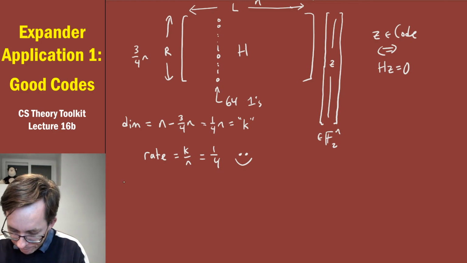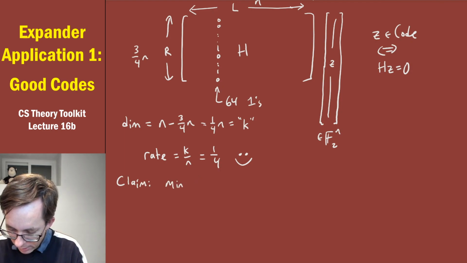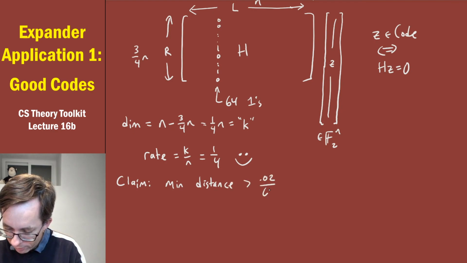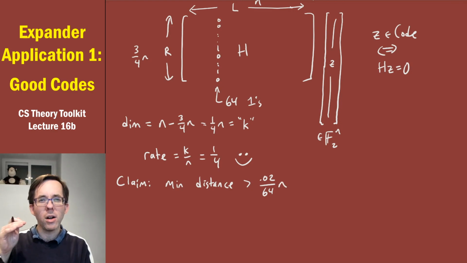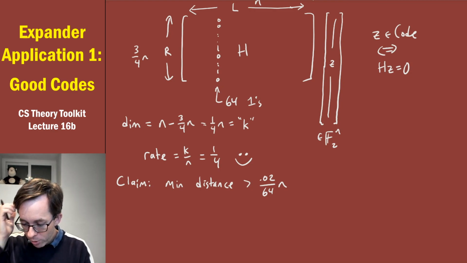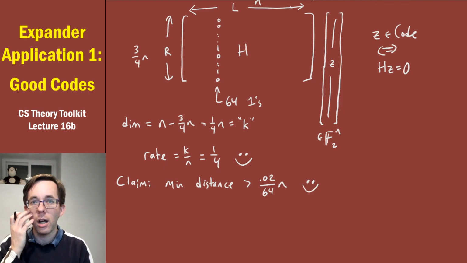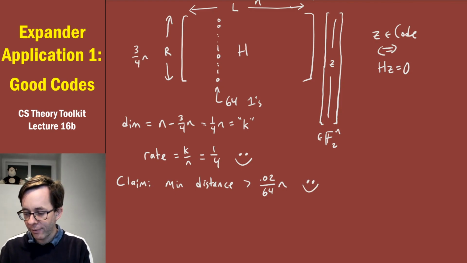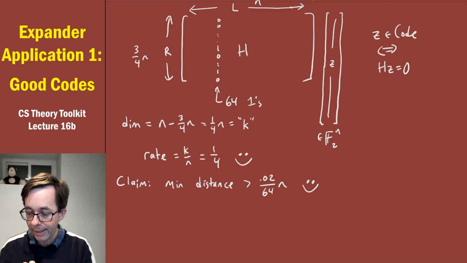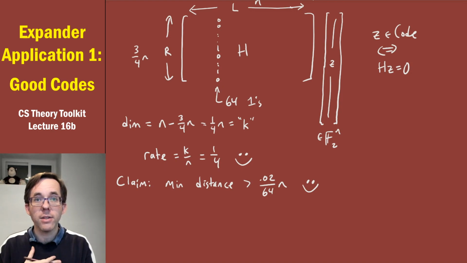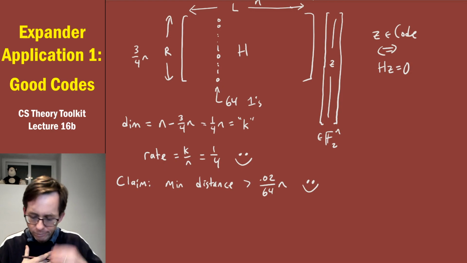So my claim is that the minimum distance of this code is actually greater than this quantity 0.02 over 64 n, this upper bound on the allowable set size s that you can apply the expansion guarantee to. And if I prove this claim, that's also super great because this is indeed a constant fraction of n. It means you can correct up to half this number of errors in your error correcting code. So you can correct 0.01 over 64 n many errors. And that's a constant fraction of n. So that's great. That's what we're looking for.